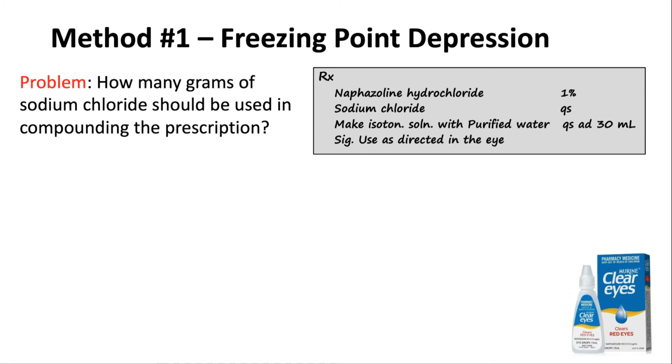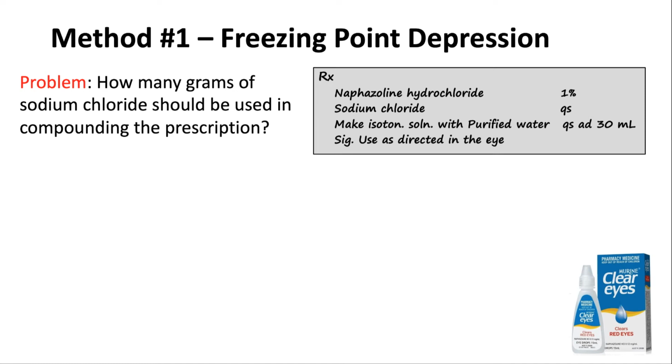Let's go on to another example here where we'll start with the freezing point depression method. It says, how many grams of sodium chloride should be used in compounding this prescription? The prescription calls for naphthazoline hydrochloride 1%. That's our therapeutic product. And we want to add enough sodium chloride so that the final 30 milliliters is isotonic.